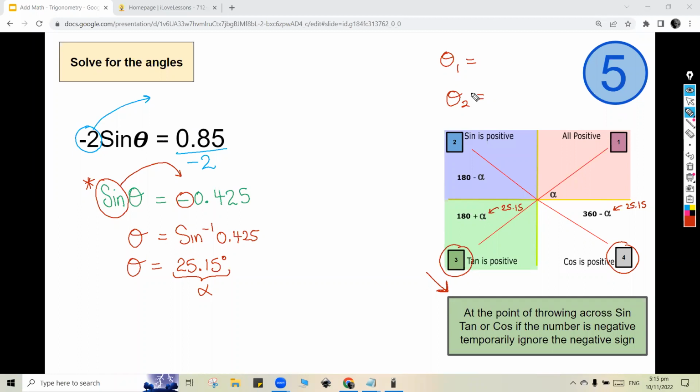180 plus how much? 25.15. Right. Next one is 360 minus 25.15, which is 334.85 degrees. Right? So make sure you physically see those on your calculator.